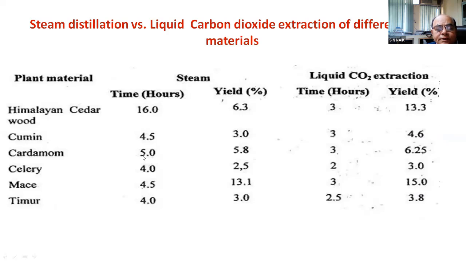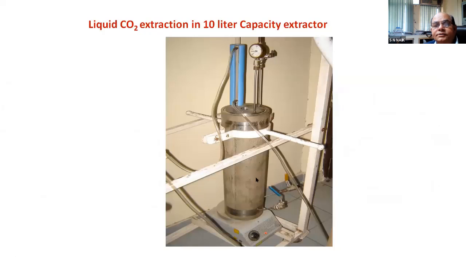In cardamom, small cardamom, large cardamom also we have done that, you can get more oil. In liquid carbon dioxide it takes 3 hour, compared with the steam distillation process. So the time requirement is less, the energy requirement is less, for celery, maize, then timur. We have also scaled it up to 10 liter capacity.